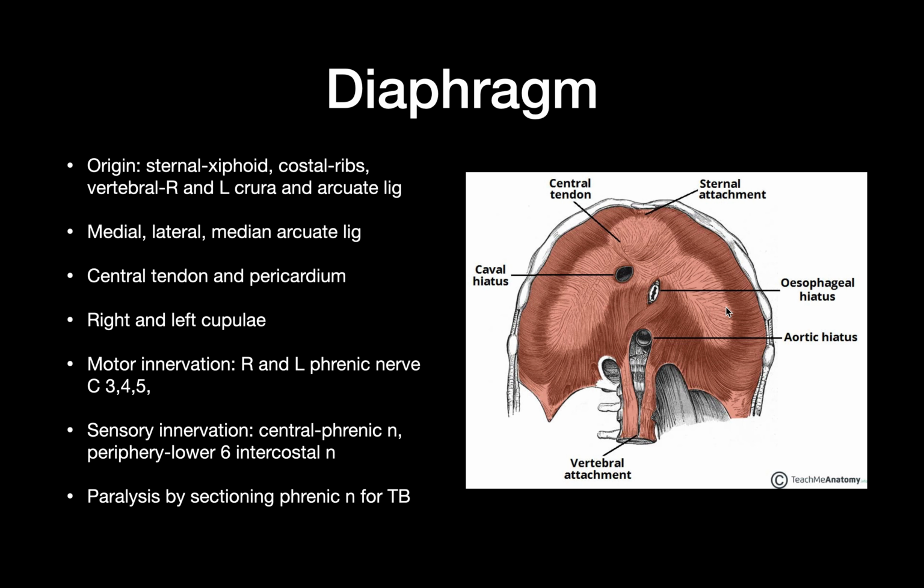In patients with tuberculosis, this is actually a treatment for those lungs. So we section the phrenic nerve to paralyze part of the diaphragm in order to let the lung rest.